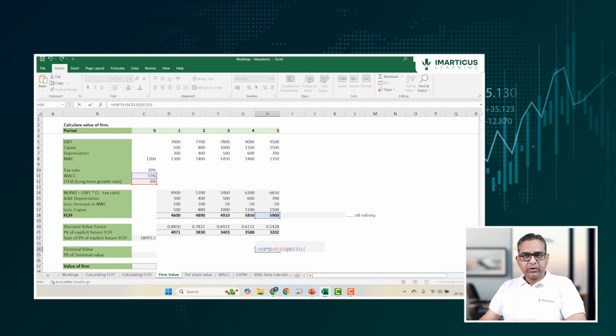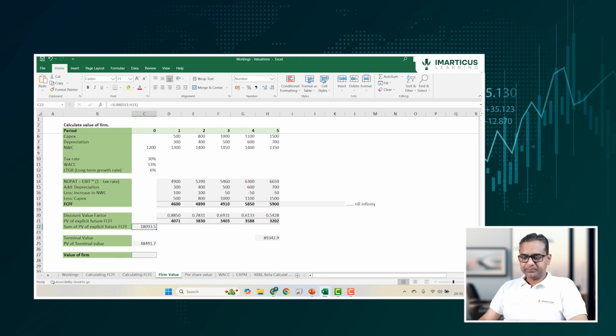So this is the Gordon growth model where we are assuming a constant growth till infinity, and then we are finding the present value of that perpetual annuity. And this is the value at the end of year 5. So we need to bring it back to present value, which we can do by multiplying this by discount value factor for year 5. So this is the present value of all the free cash flows which are expected to happen during the explicit forecast period. And this is the present value of terminal value, and the value of the firm will be the sum of this and this. This is how we get to the firm value.